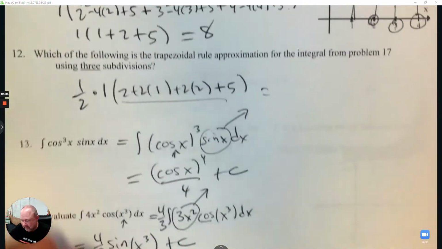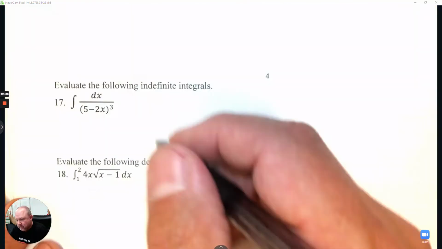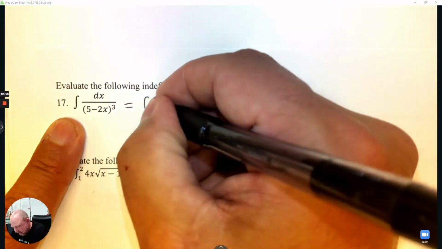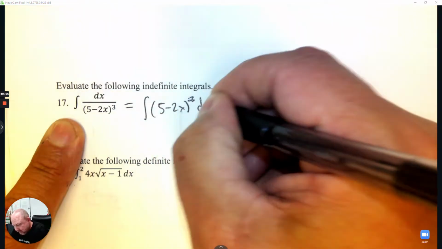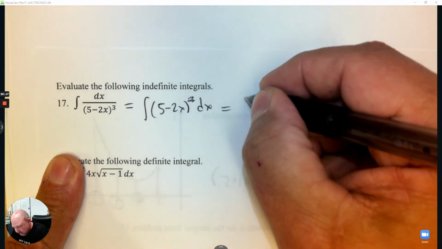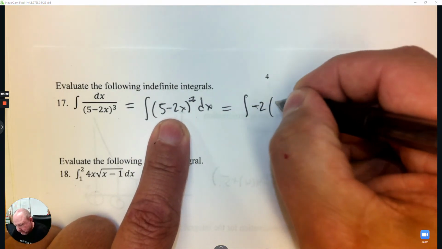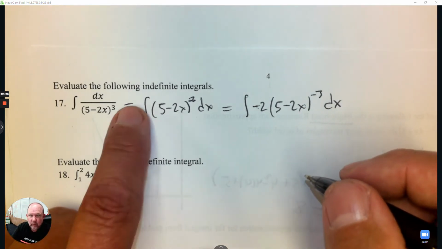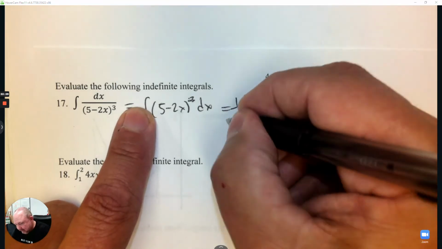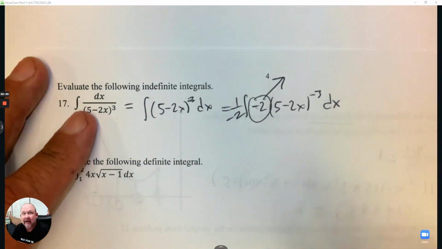All right, number 17. Let's write this calculus friendly. So it's 5 minus 2x to the 3, negative 3 dx. And then the hook. So the derivative of what's inside the parentheses is negative 2. We haven't integrated yet. What it was in front was a 1, and it became negative 2. So that's the adjustment. Then we circle the hook and unhook it.